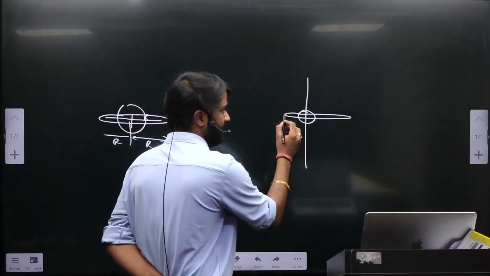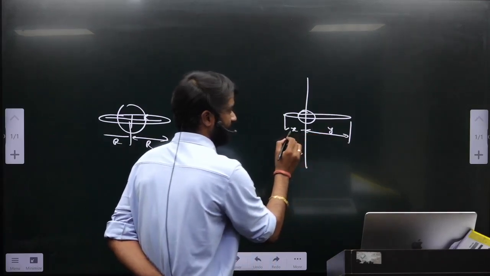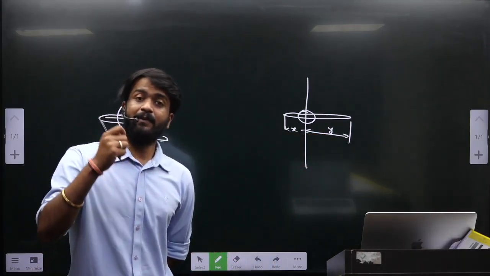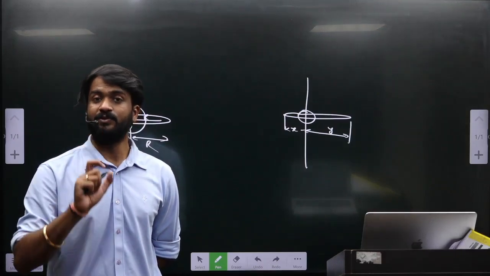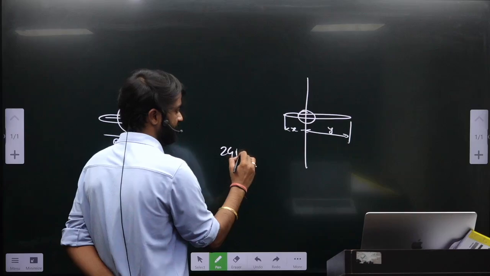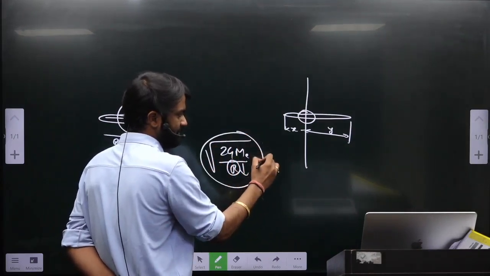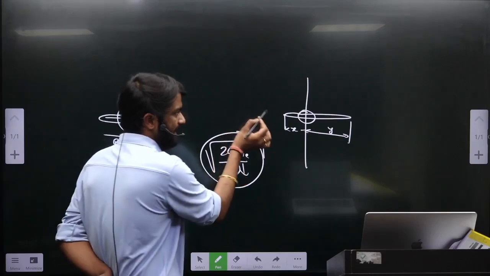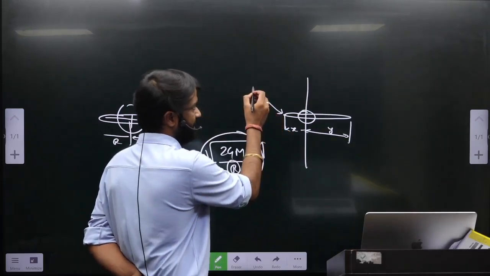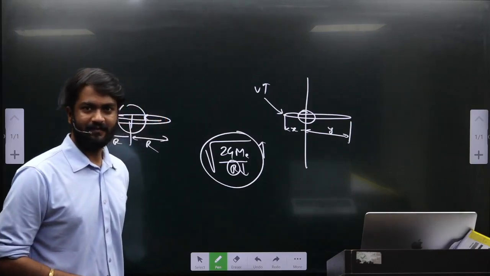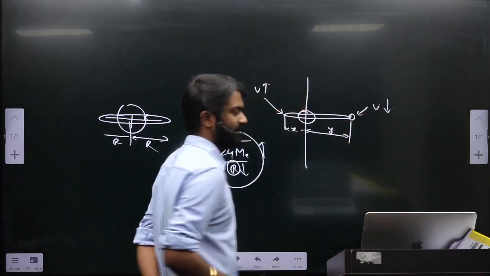In the elliptical orbit, if this is the distance, let's say x, and this is the distance y, where do you think the velocity will be more? The velocity will be more when the radius is less. It is inversely proportional. Just keep this in front of you, 2GM upon r. So if r is small, the entire value will be large. That means in this elliptical orbit, whenever the satellite is at this position, its velocity will be more, and whenever it is at this position, its velocity will be less.